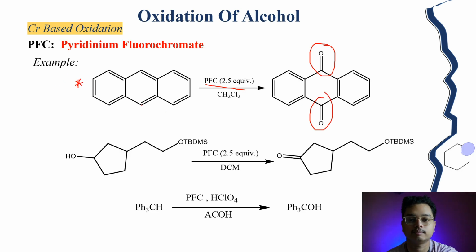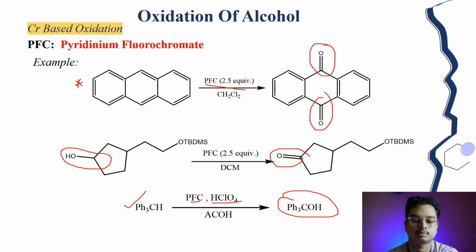So you have to remember that. Also, as I already discussed, PFC in the presence of secondary alcohol generates ketones. So you can see here. And CH activation is also done here, like PFC in an acidic condition giving the corresponding aldehydes.